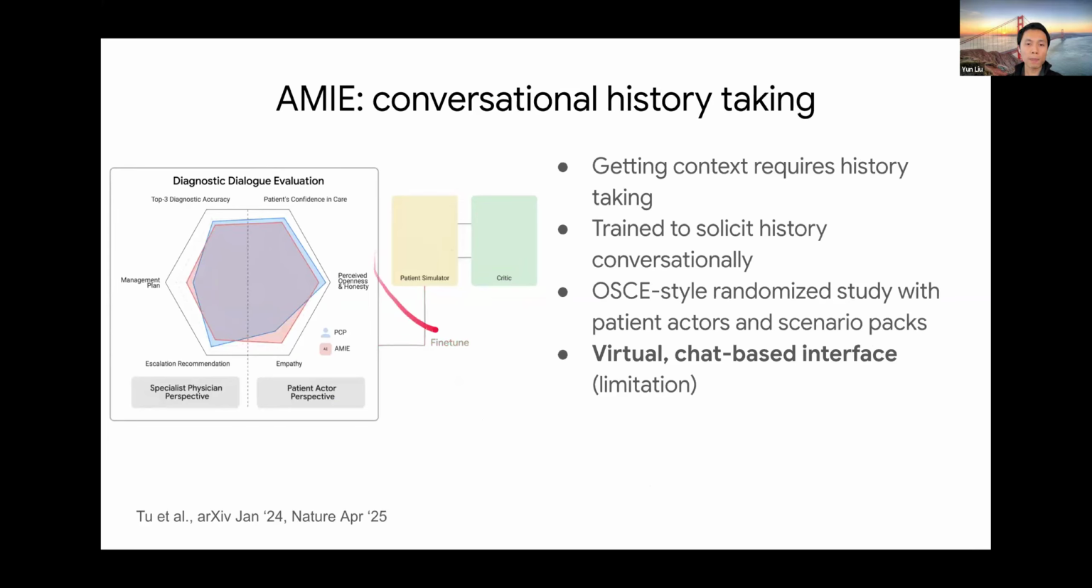So this was a few years ago. And so the models at the time, we actually did some amount of tuning to get them to be more conversational and to ask the right questions. These days, these capabilities are a lot more integrated into the AI, and so you may not need to do that quite as much. But essentially, what we did then was to train it to solicit the patient's history in a conversational way, and then we did a similar kind of randomized study.